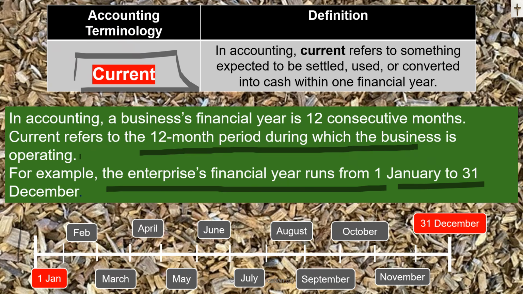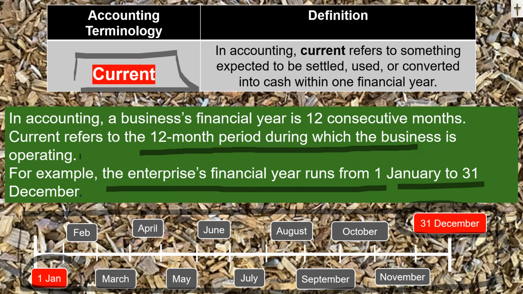This year is an example of a timeline, which you will most probably make use of later in the year. But this financial year is from the 1st of January, the current year, to the 31st of December. Current means the period in which we are reporting, and it's 12 months, the current 12 months.